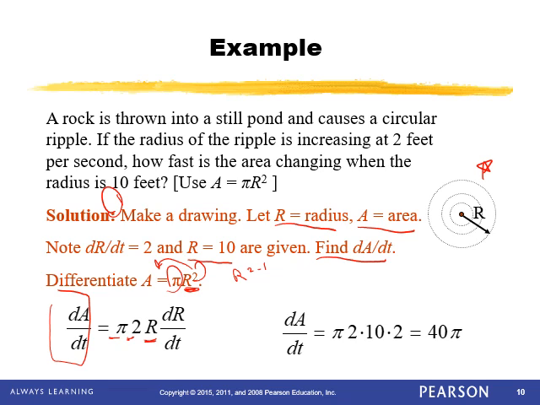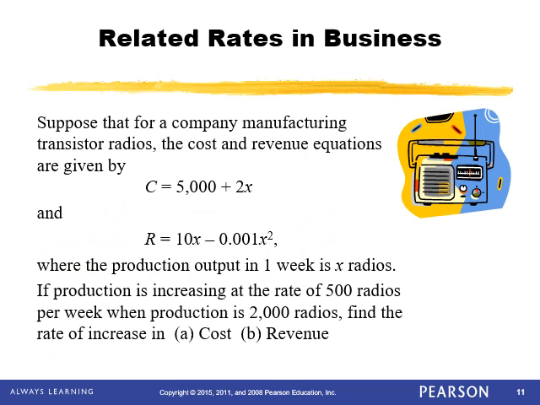Now you have all of your information. You have r and you have dr/dt. And once you plug that in, you have 40 pi, which is 40 times a little bit more than 3, so a little bit bigger than 120 feet per second is the rate at which the area is growing.